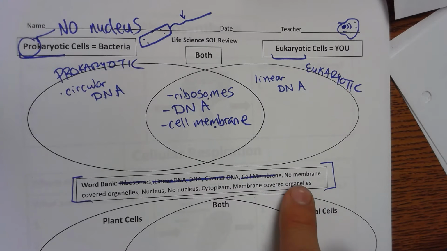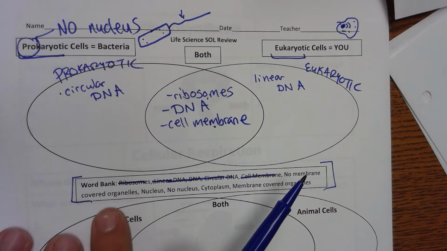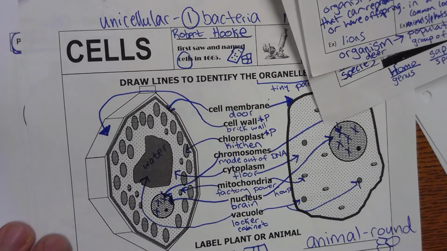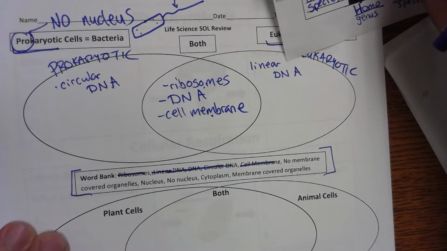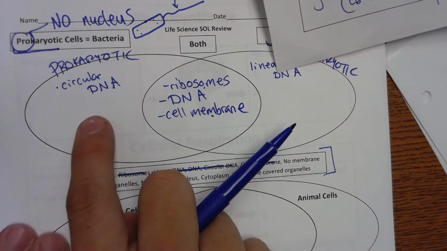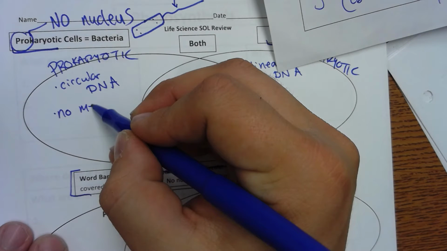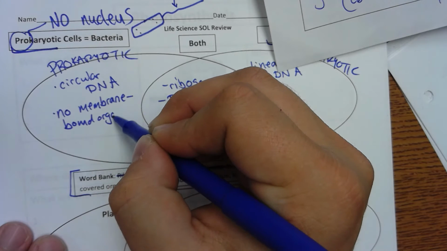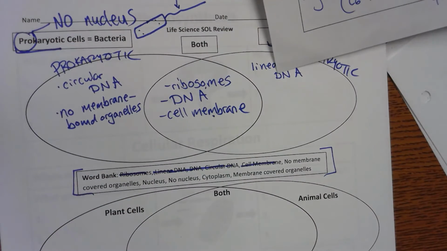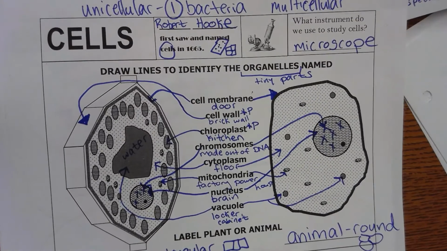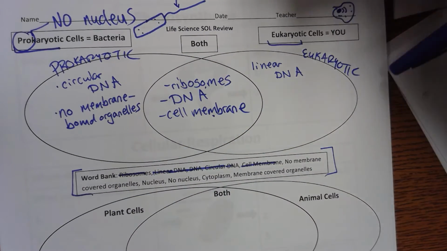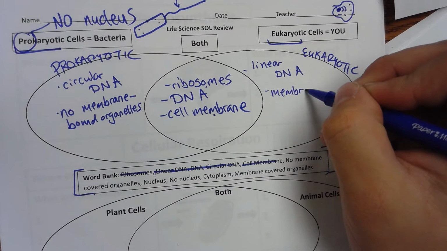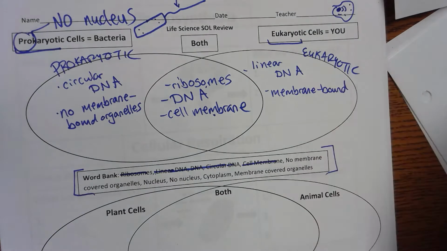Okay. No membrane covered organelles. So all of these organelles, like chloroplast, mitochondria. So which one of these has no membrane covered organelles? That's prokaryotic. No, I'm going to change the wording on this a little bit. I'm going to say no membrane bound organelles. That basically means all the stuff that's inside of a regular cell, like a plant cell or an animal cell, they're non-existent in prokaryotic cells. Okay? And then eukaryotic cells do have membrane bound, which means inside the membrane, organelles.